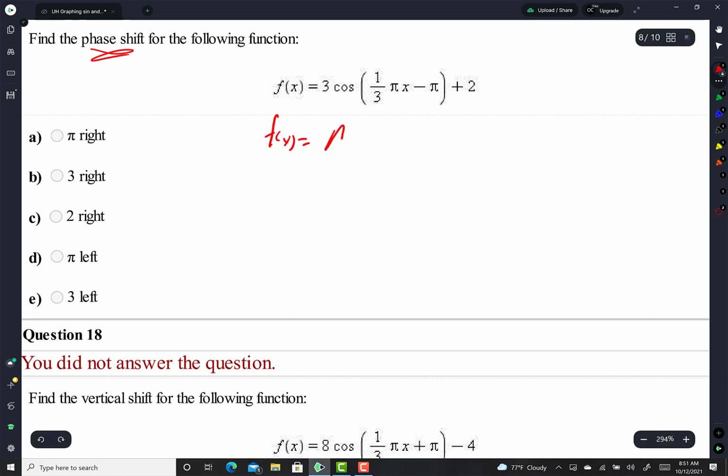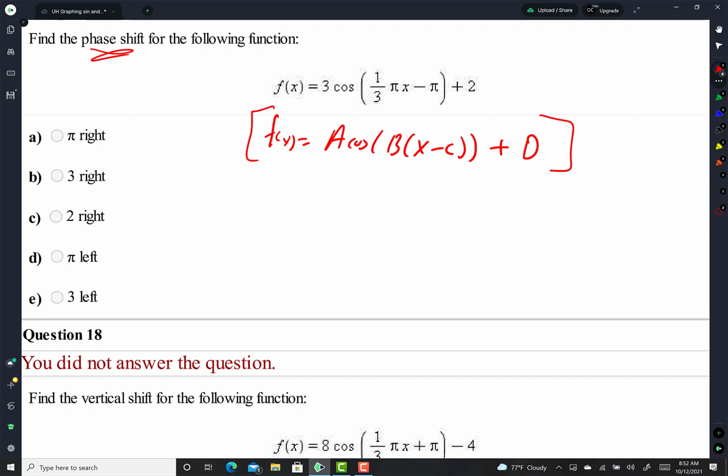f of x equals a cosine of b times (x minus c) plus d. I'm kind of sad because subject exams are going away, but I have seen that question on a practice, I can't remember if it was level 1 or level 2 subject exam for SAT, probably level 2, where they did not factor it. They left it at, what's the phase shift of this?